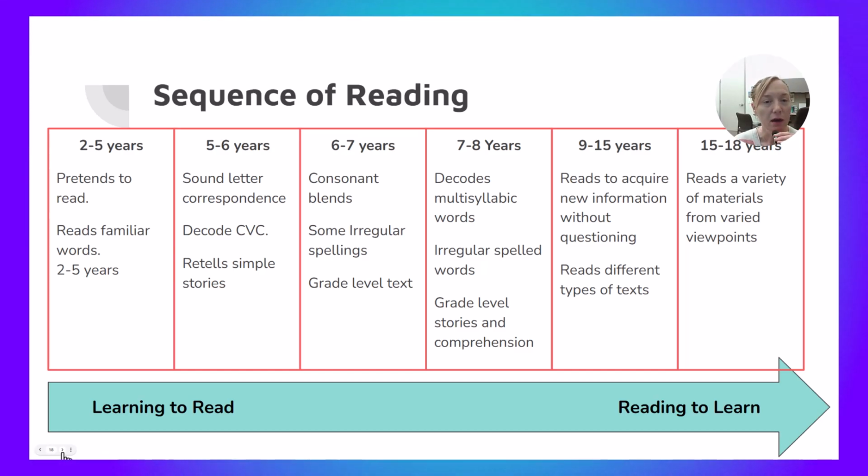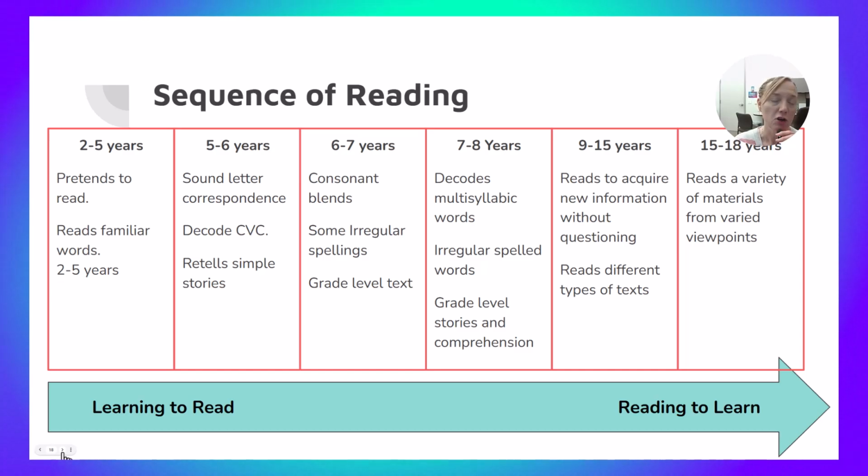At 6 to 7, you're getting consonant blends. So things like SL, ST, for example, the word state, you need to blend the S and the T together. Or how about chalk? That would be a harder word. The CH makes a ch, and then ALK, A-L-K, is a different sound because you blend those letters together. You're also going to get some irregular spellings here, and you're able to read grade level texts.